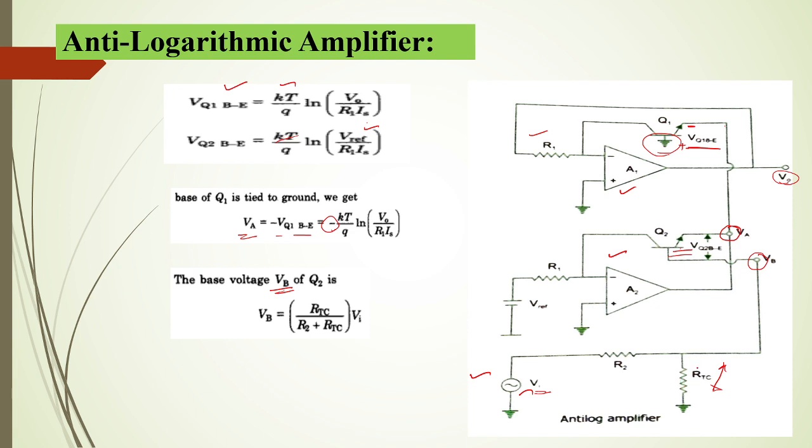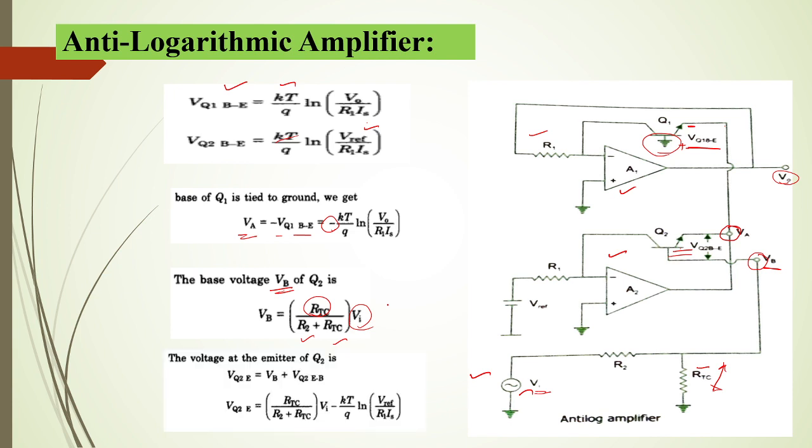And across this resistor we are going to consider the output, that is VB. So it is a base voltage divider bias; the voltage divider rule we are considering. So the resistor divided by the total resistance, into the source voltage, is VI. So we can write this.